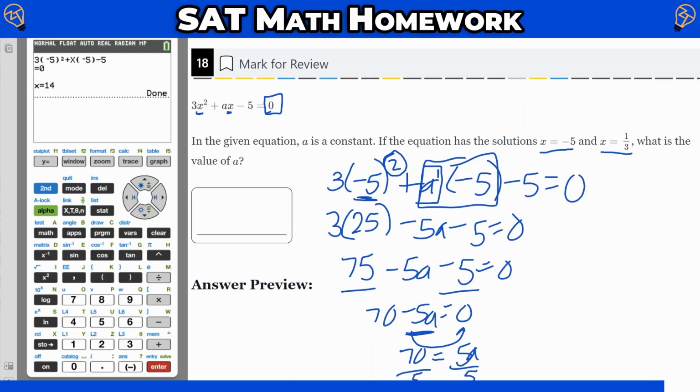And again, you could use your calculator. For me, I like to do this division shortcut where I say, okay, how many times does 5 go into 7? 1 time with 2 left over. And 5 goes into 20 4 times. Either way, I get the answer is 14.